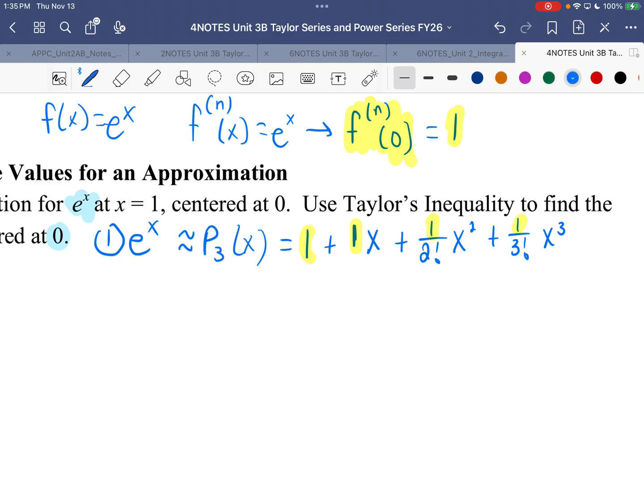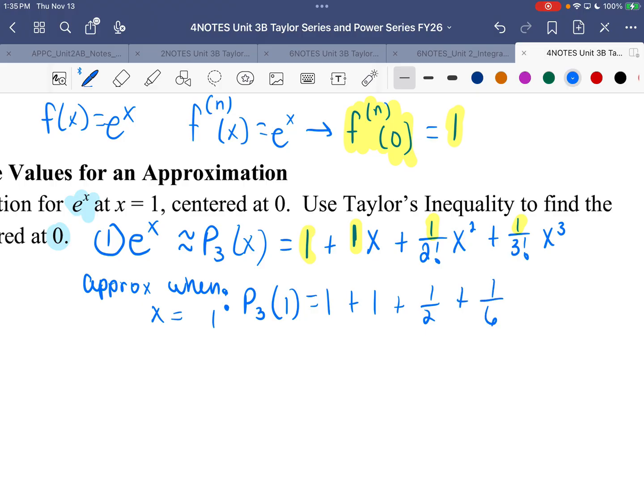We are trying to approximate for when x is 1. So we're plugging in 1. Okay, so you got 2 plus a half plus a sixth.